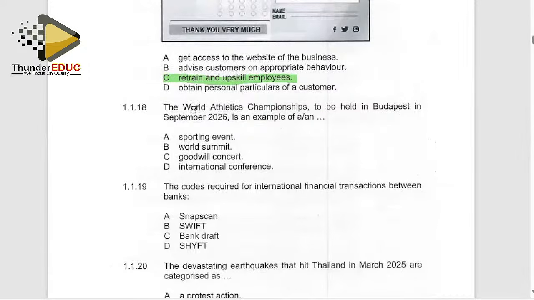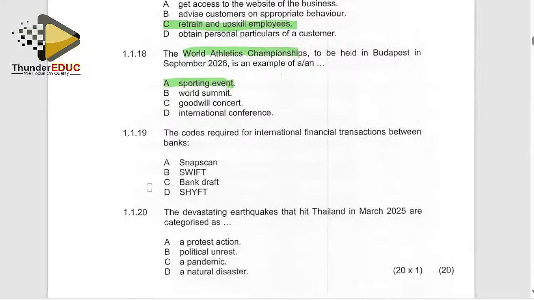Then 1.1.18, the World Athletics Championships to be held in Budapest in September 2026 is an example of a global event, yes, but a global sporting event. So we are going with A there. So A will be our most suitable response.